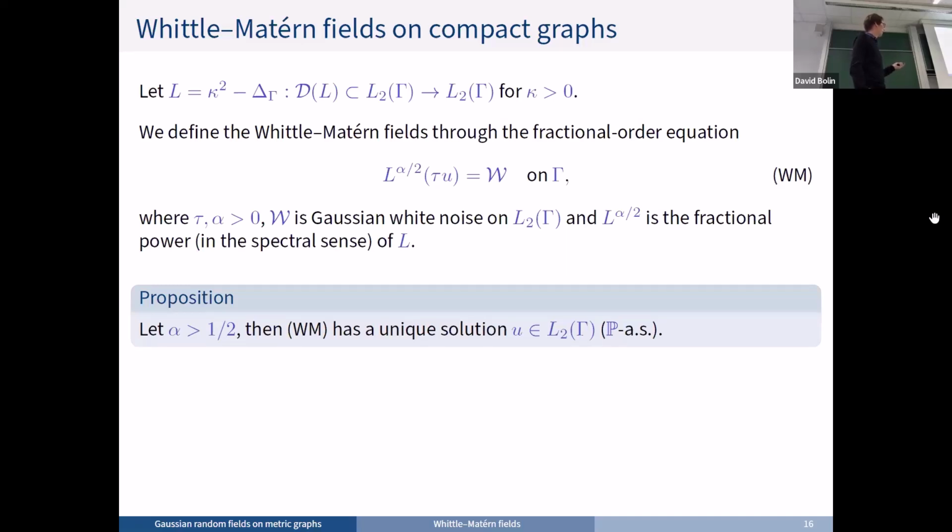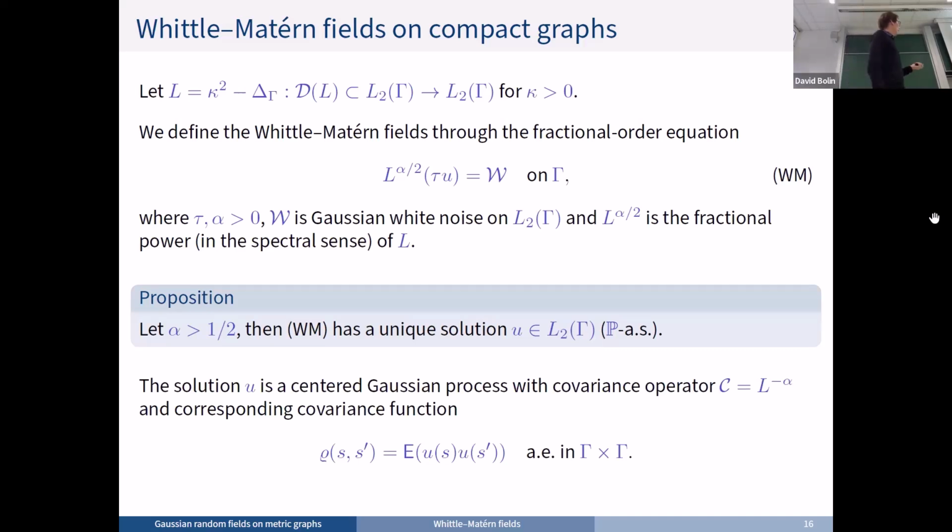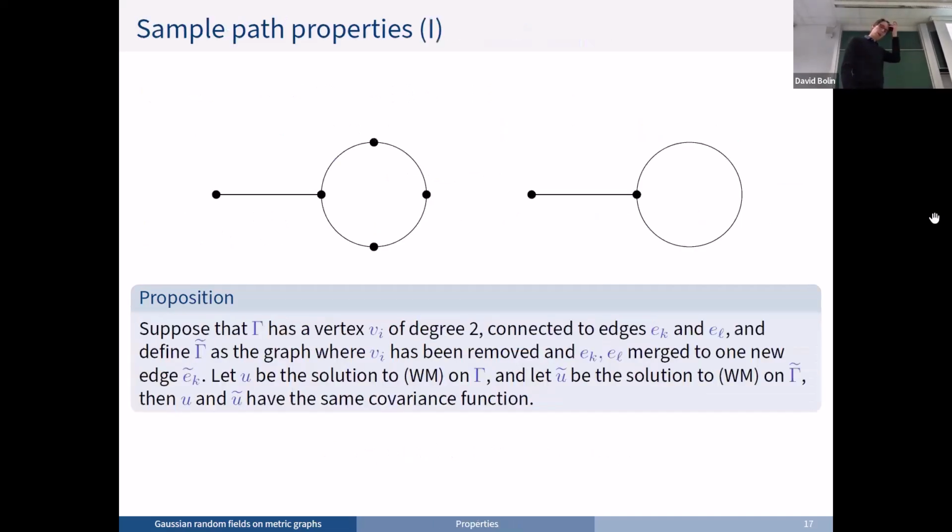If alpha is less than a half, you actually still have a unique solution, but it's not a function as a solution. So then you would have a functional as a solution. Right, so the solution is just a centered Gaussian process, and it has some covariance function that we will call rho. Good. So we can actually say quite a bit more about these solutions than simply that they exist.